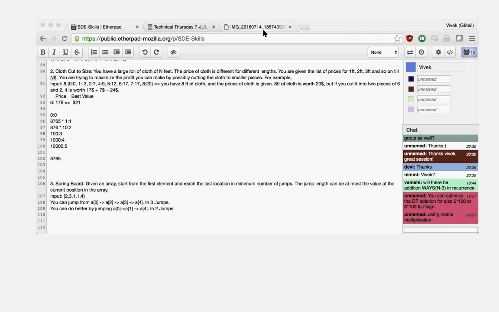The question is: you're given an array of numbers. You need to go from the first element of the array to the last element, and at any point you can jump ahead by at most the number in the current location. So from a[0], since the value is 2, you can go to either a[1] or a[2]. From a[1], you can go to a[2], a[3], or a[4]. In this case, the goal is to reach a[4].